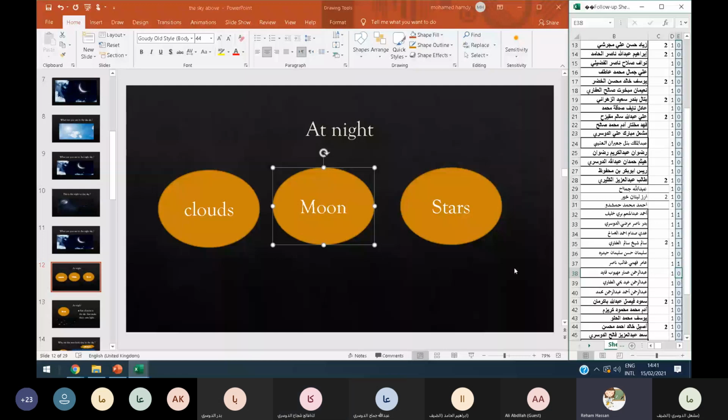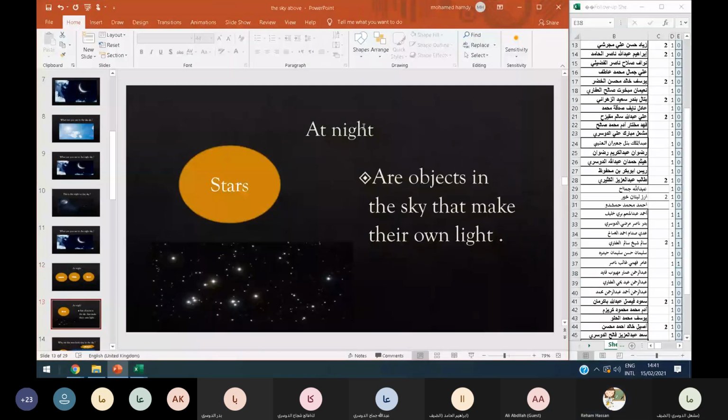Okay, so at night we can see the clouds, moon, and stars. But what about the stars? I tell you now. Stars are objects in the sky that make their own light. So if we look at the sky, we can see the stars with their own lights, okay? The stars can help us if we go to any place.